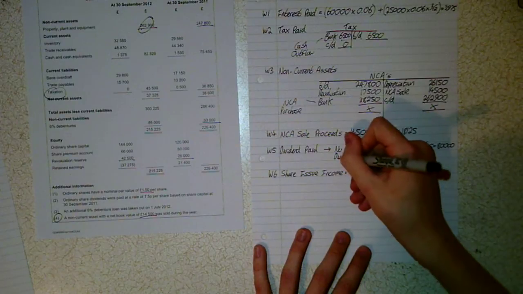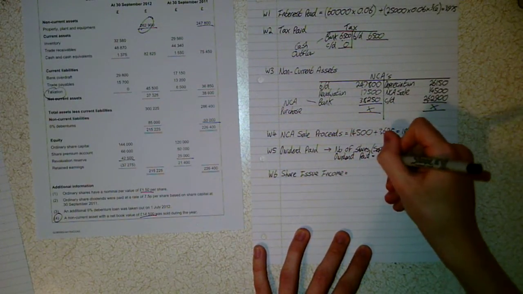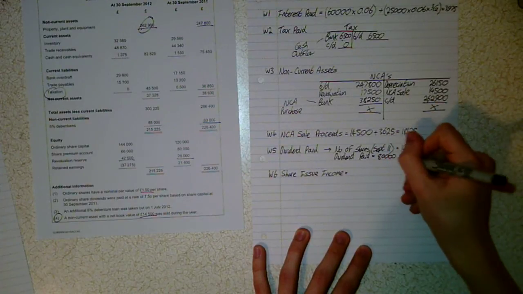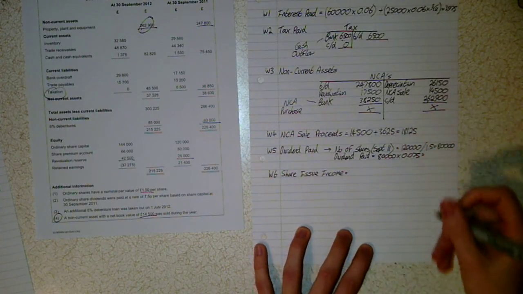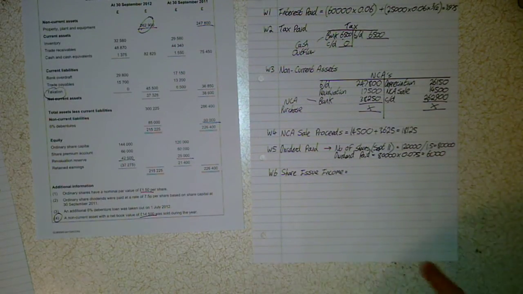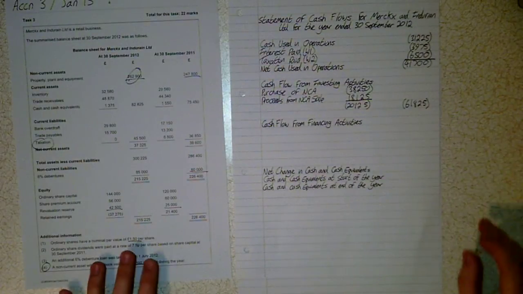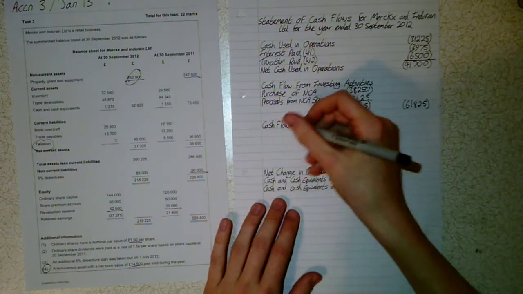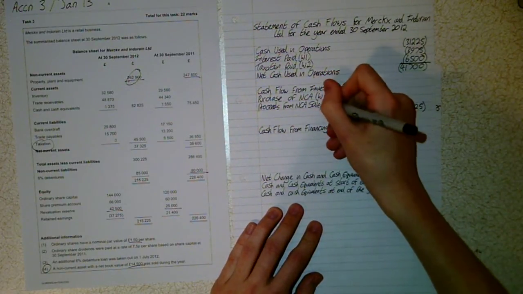So the dividend paid is essentially the number of shares times by this 0.075, 7.5 pence. So the dividend paid is just £6,000. Simple as that. So what I can do now is just put this into my cash flow from financing activities section. So this was W3, W4.